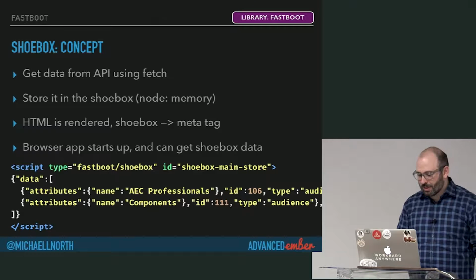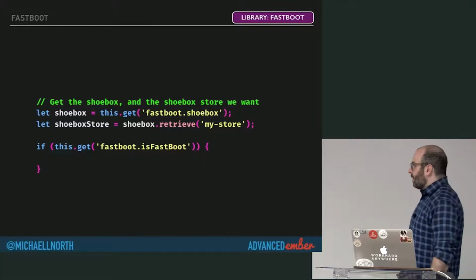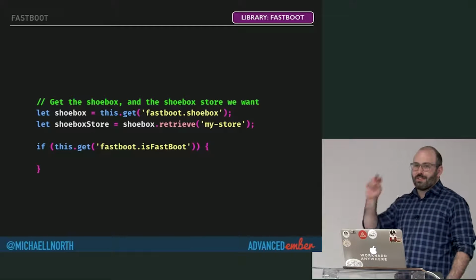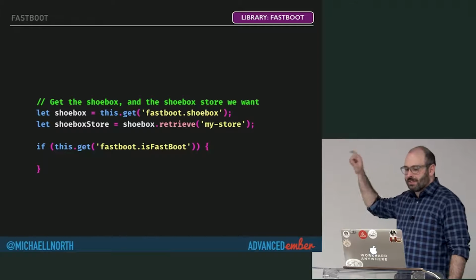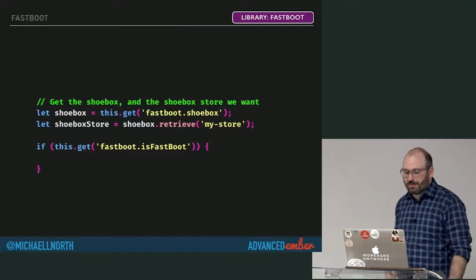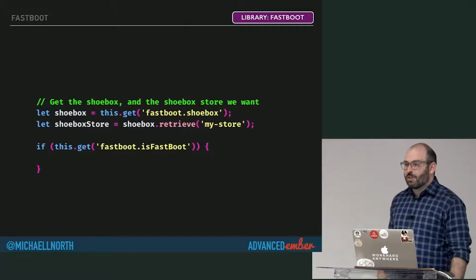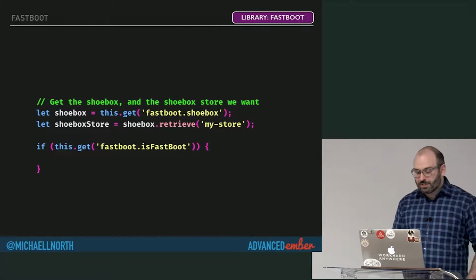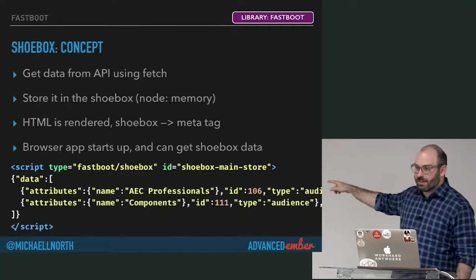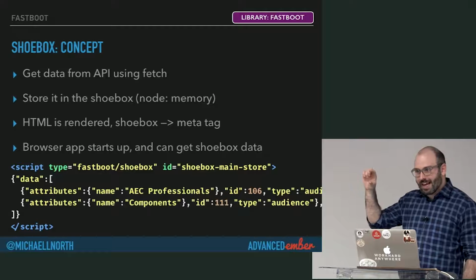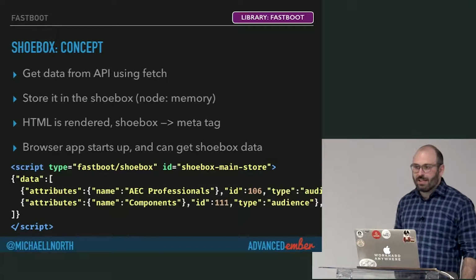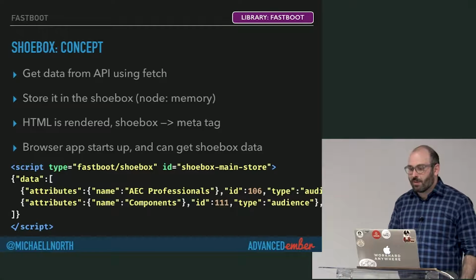So here's how we consume it. The Shoebox is available on the fastboot service, right? So you'll have fastboot: inject.service, just like you would inject the store or something else onto an object. Then from the Shoebox, you can get a store, and a store corresponds to one of these blocks here. So for each store, you get a separate tag with separate JSON inside it, right? And that ID is part of what's generated, with the store's name in it.